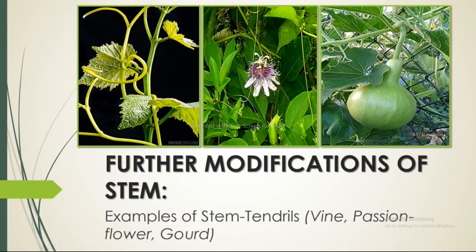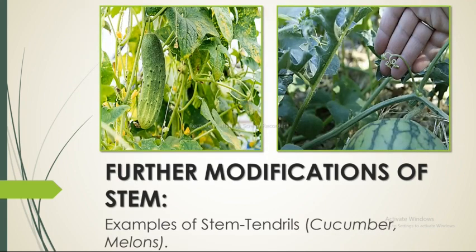Further modifications of stem. The examples of the stem tendrils include vine, passion flower, and gourd, as shown in the figure. Further modifications of stem. So the examples of stem tendrils are cucumber and melons, as shown in the figure.